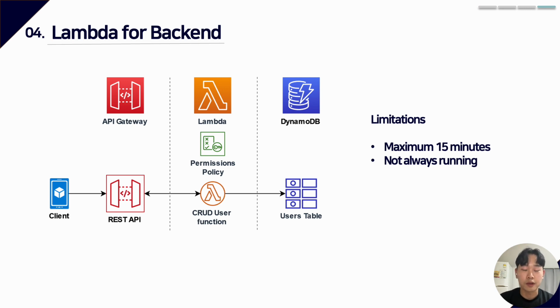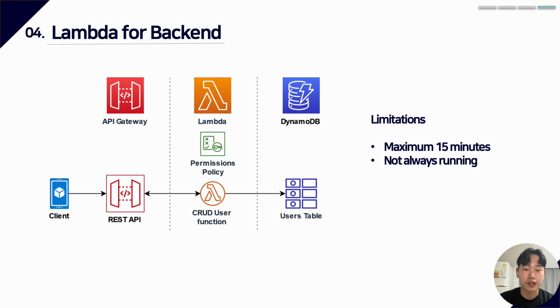However, there are some limitations to consider. AWS Lambda has a maximum execution time of 15 minutes, and it is not always running like traditional servers. As a result, it may be slower compared to continuously running servers. For large-scale services or real-time applications, AWS Lambda might not be the most suitable choice due to these limitations.